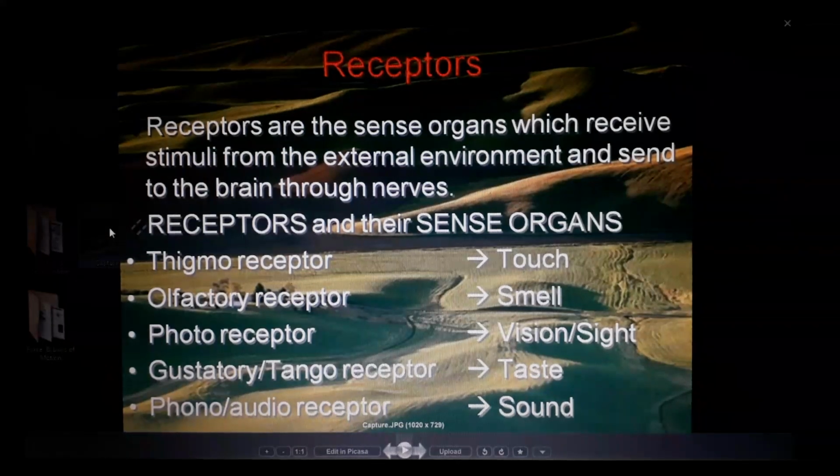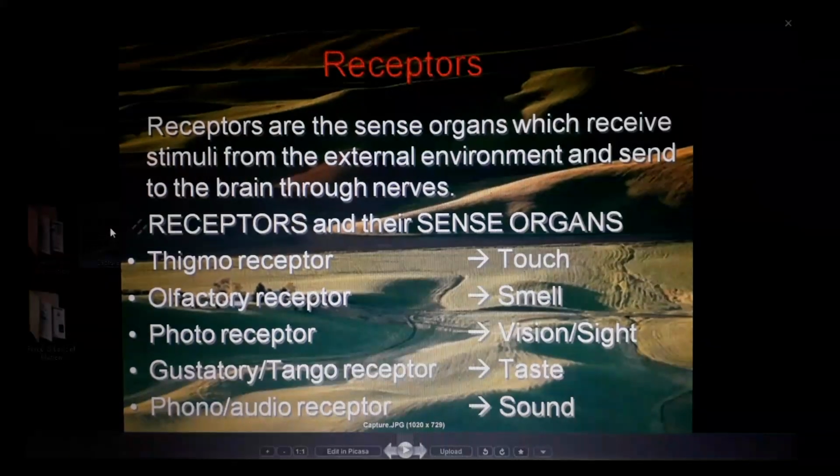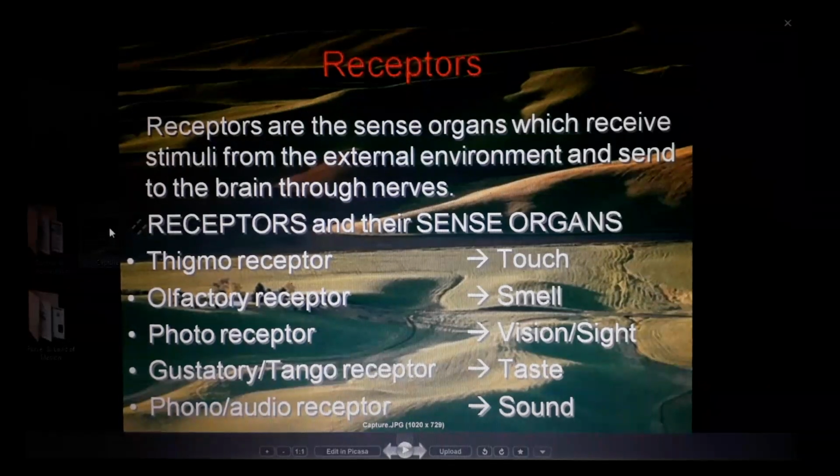For example, eye for seeing, skin for feeling, nose to identify the smells, and our tongue is there to identify the taste, and ear is there to identify sound. So these are the five sense organs which we have in our body. Okay, so each sense organ has different types of nerves. They are known as receptors. Understand? They are known as receptors.